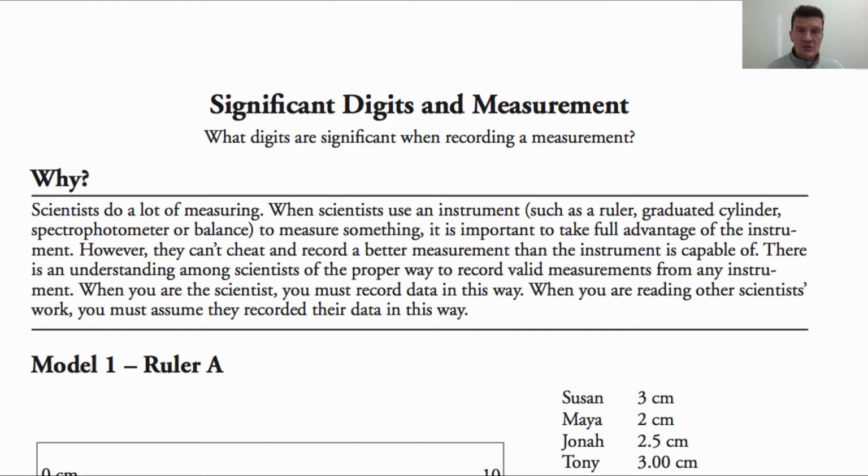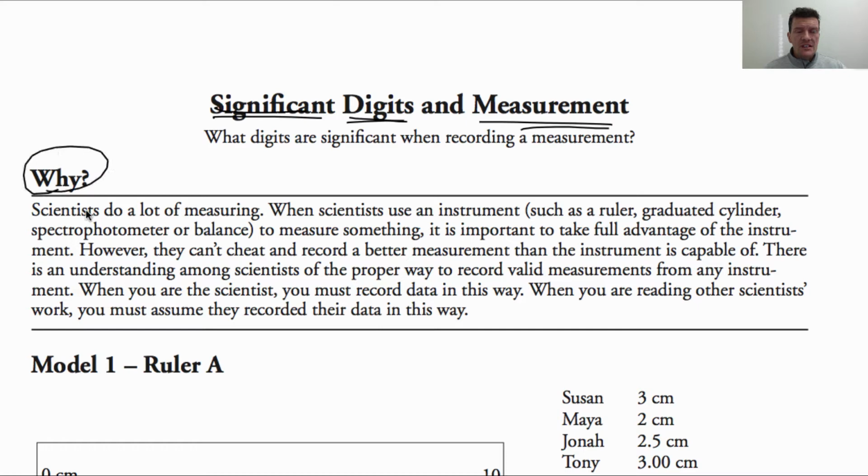Hello and welcome to inquiry activity number 3. In this one we are going to be looking at significant digits and measurements. If you remember, we've been talking a lot about collecting data, organizing data. Obviously scientists are all about collecting information, data, numbers, taking measurements, recording those, and we're going to continue to talk about that a little bit in this video as we discuss this inquiry activity.